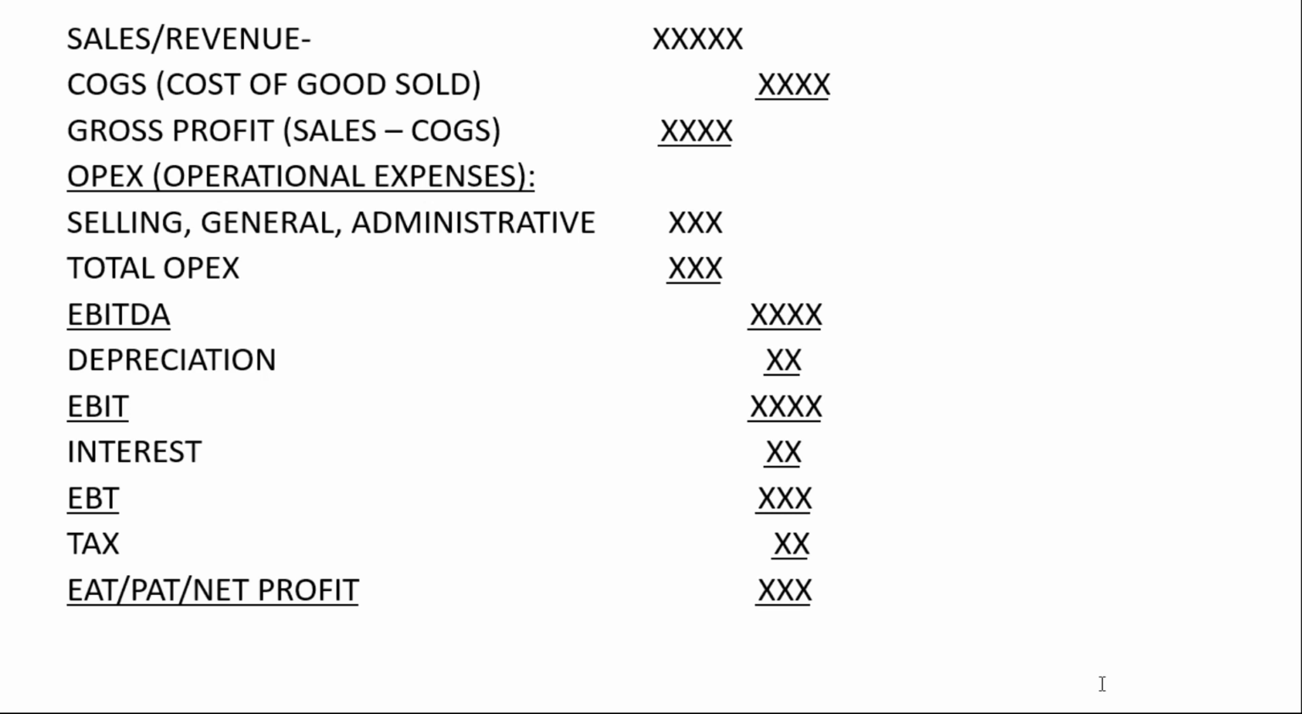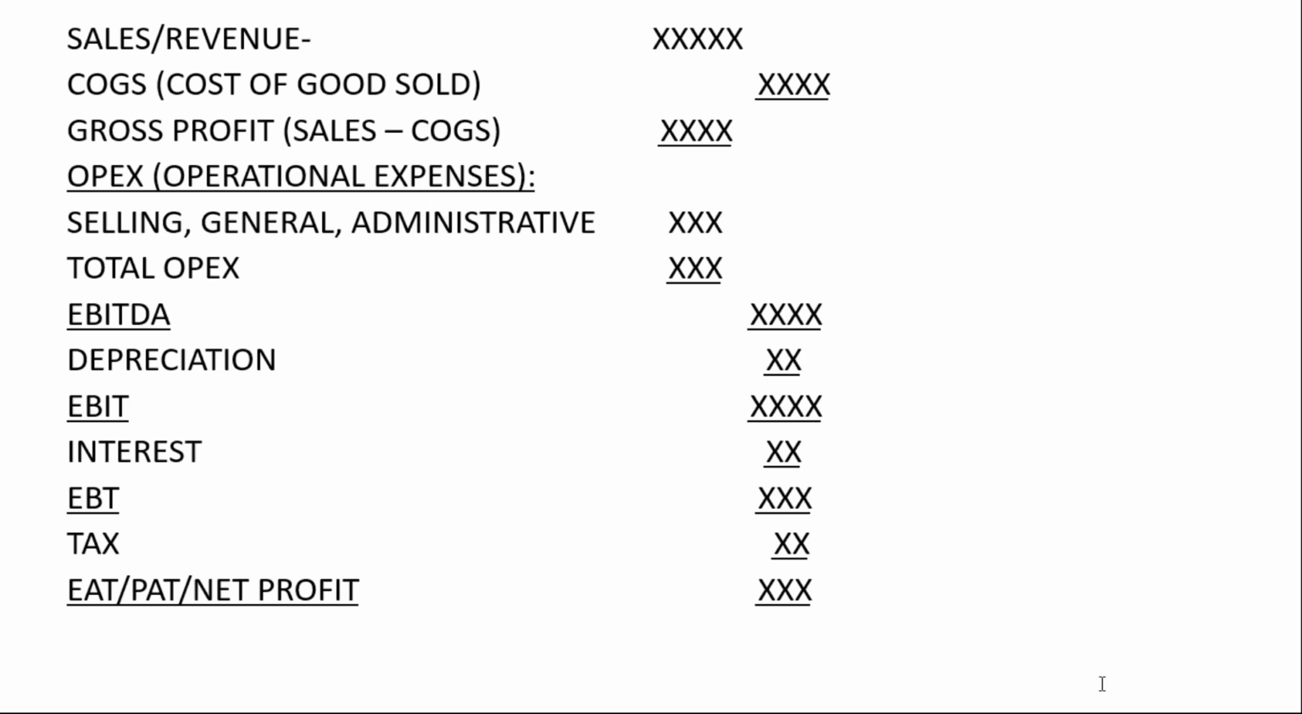Depreciation will happen when an asset value is going to be depreciated, or it is going to be the residual value of an asset. So it is calculated and subtracted over here. Then after removing the value of depreciation, you get the value which is called EBIT. That means EBIT, earnings before interest and tax.